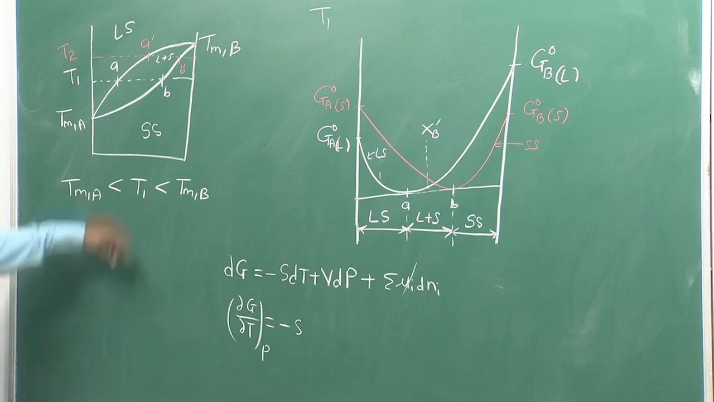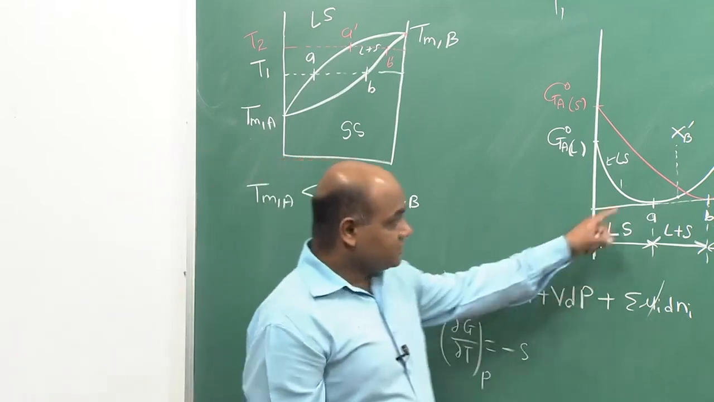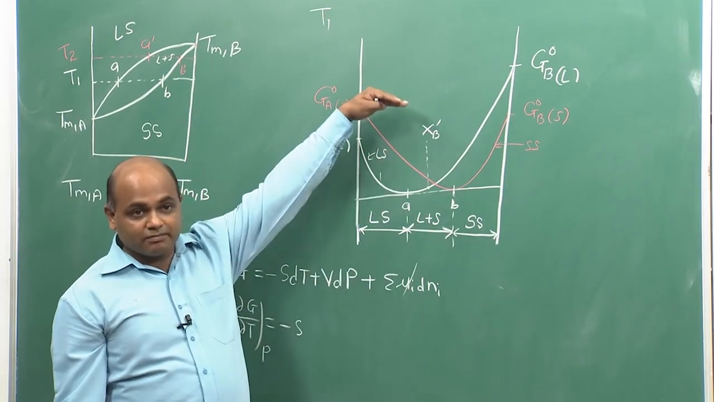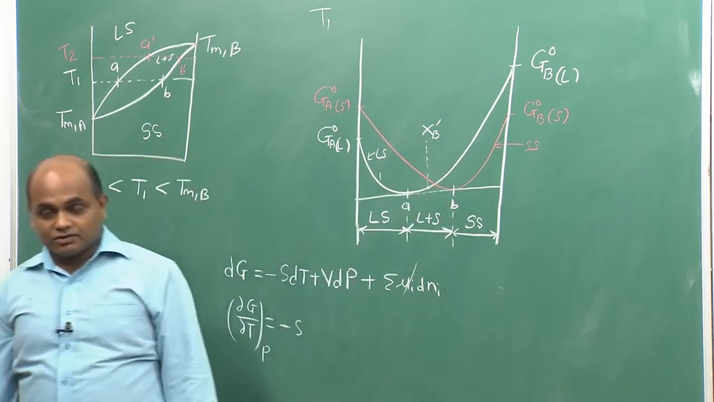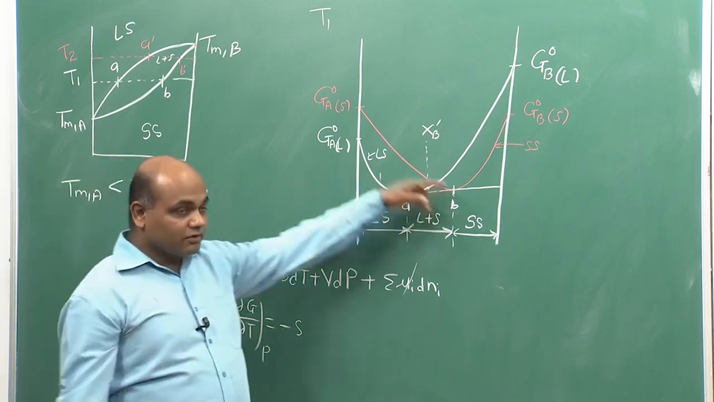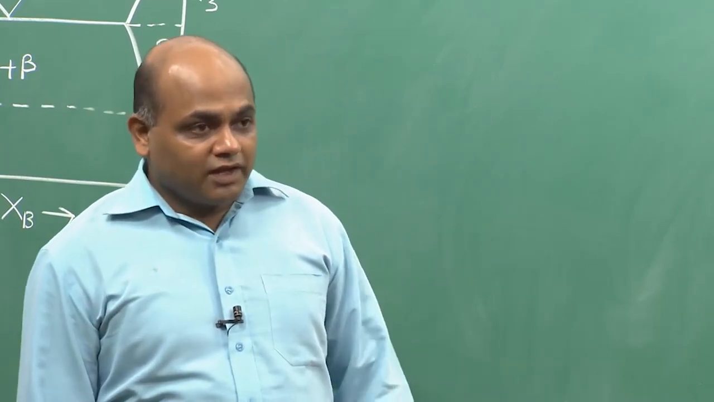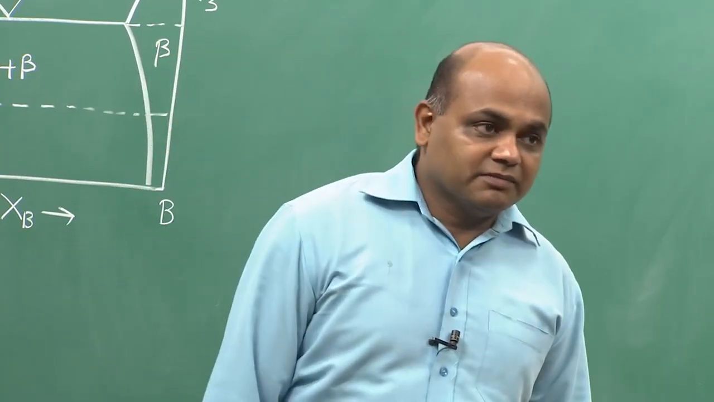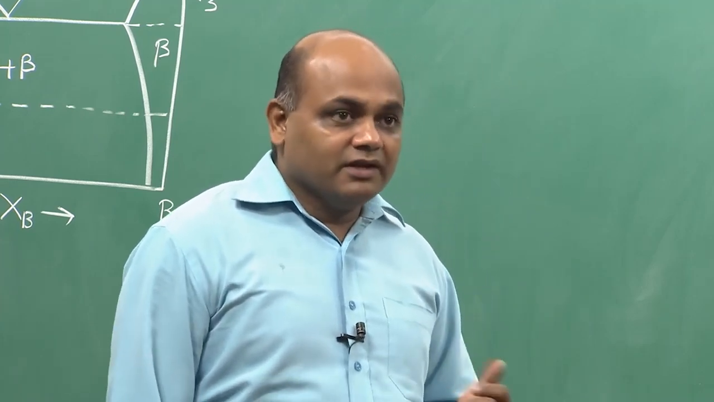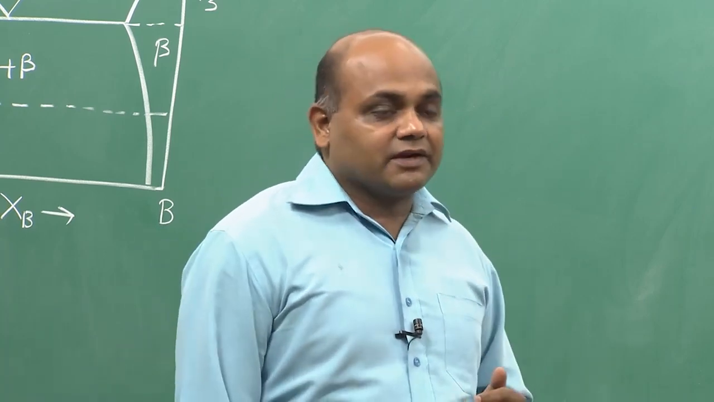Right. And beyond TMB, what will be the situation? Only liquid is stable. So, the solid curve will lie completely above the liquid curve. So, at all compositions, Gibbs free energy of liquid solution is lower than that of solid solution. So, we looked at how to derive phase diagrams from Gibbs free energy of mixing versus composition curves for some simple systems, the one with miscibility gap and also one with isomorphous phase diagram.